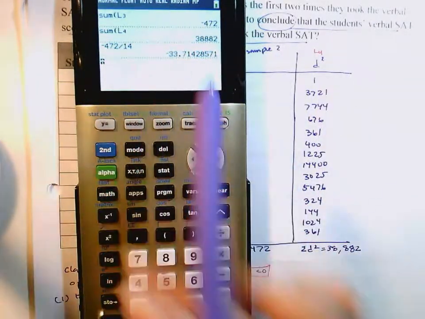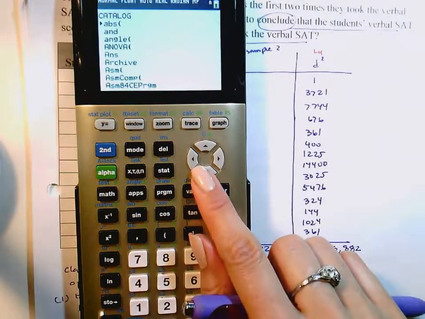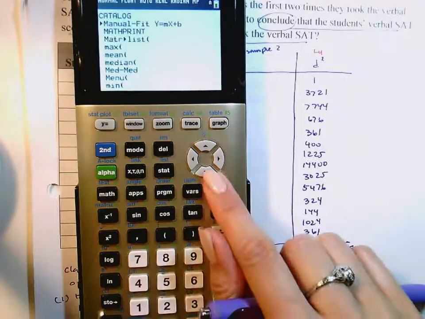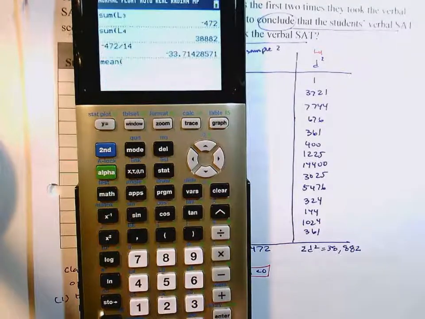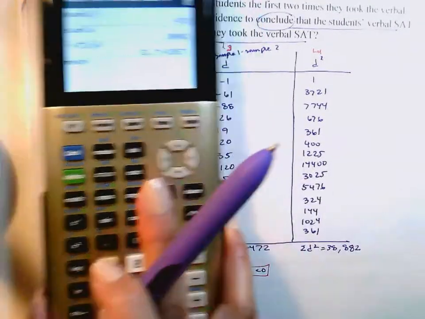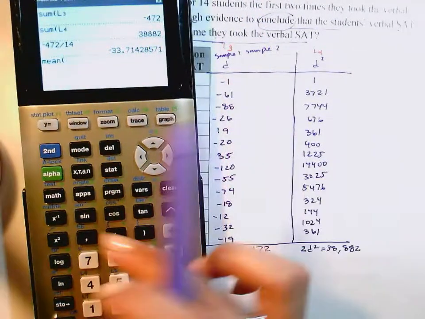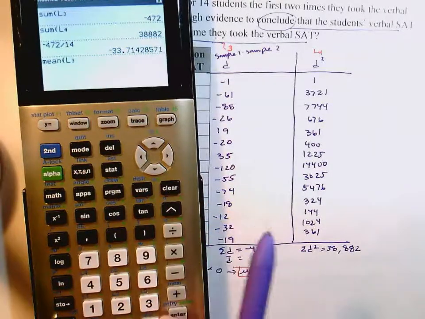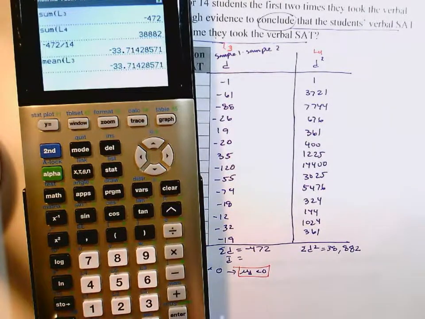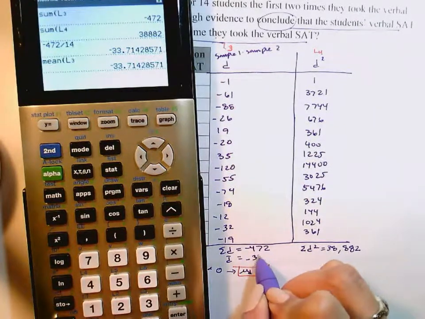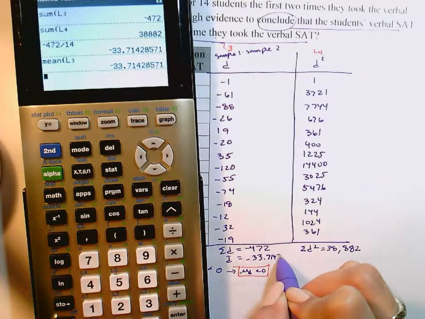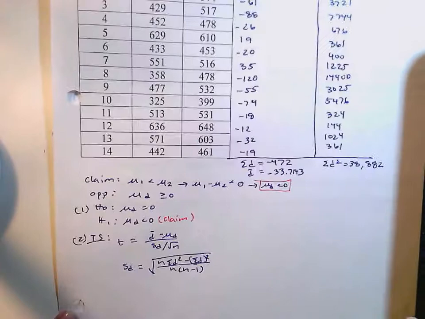Or you can go to second, go to catalog, and go to the mean. So go down to the M, and then to the mean, and we're looking for the mean of the difference column. The difference column was L3, so go to the mean of L3, and that's going to give me back negative 33.7143 as well. So D bar is equal to negative 33.7143.